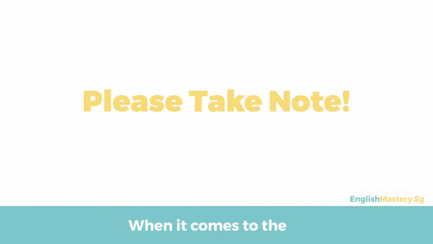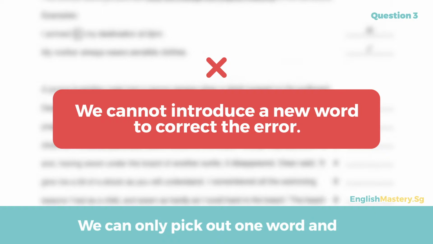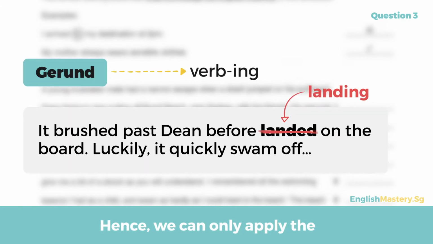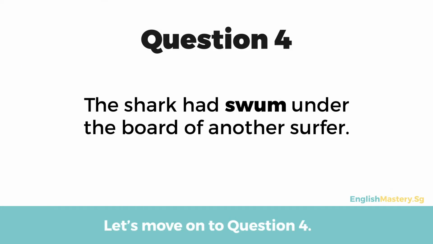When it comes to the editing section, there is one thing to note. We can only pick out one word and replace it with the correct answer. We cannot introduce a new word to correct the error. Hence, we can only apply the first method of using a gerund in this question. Let's move on to question 4.